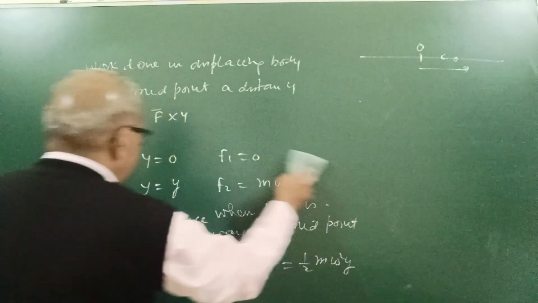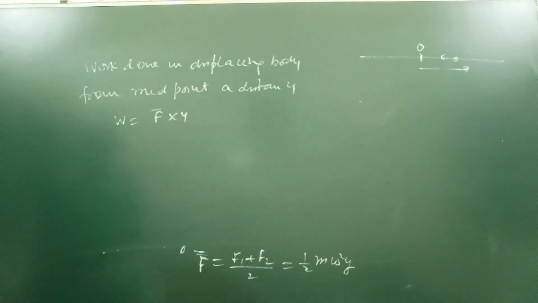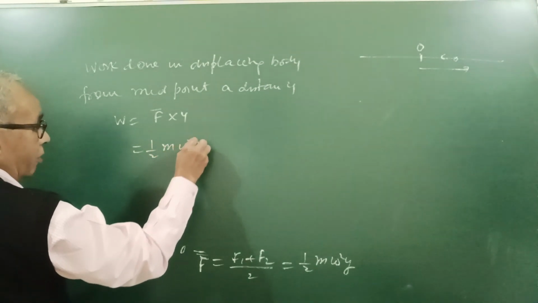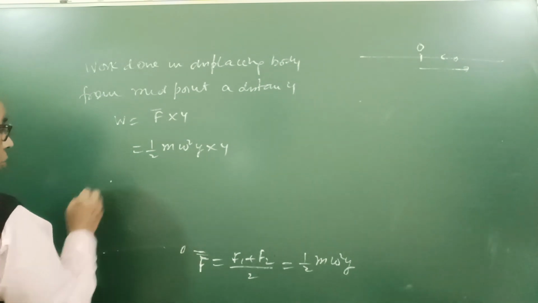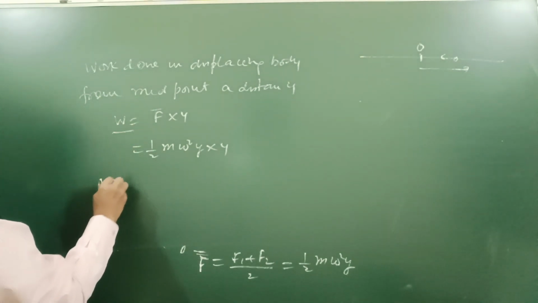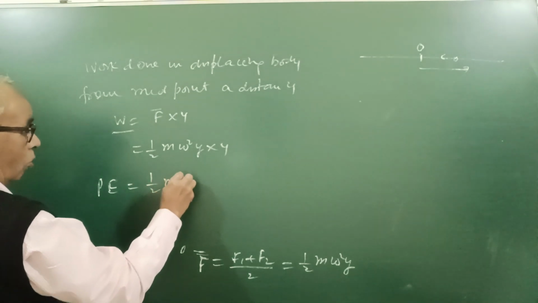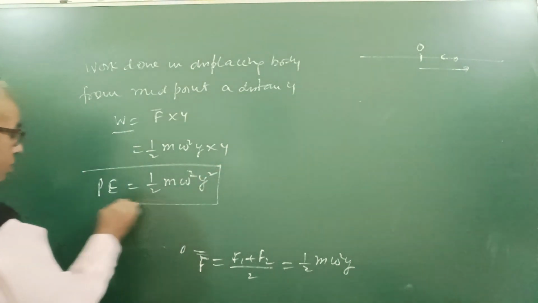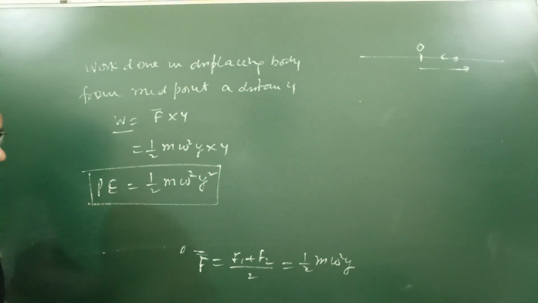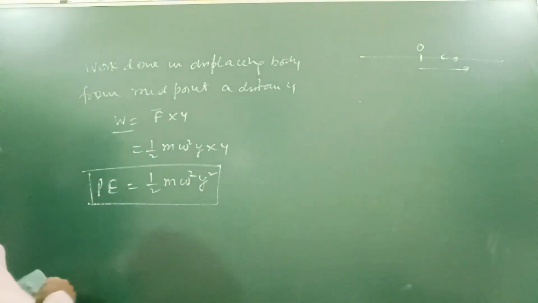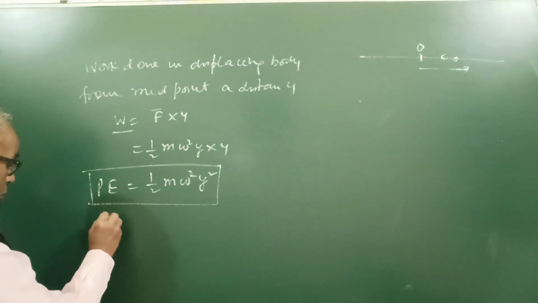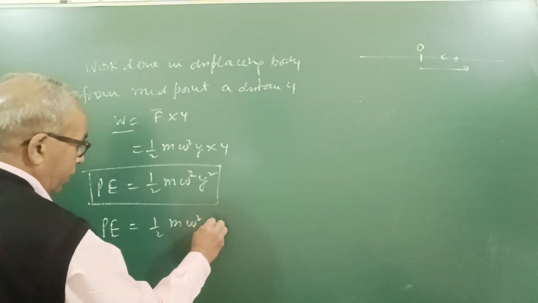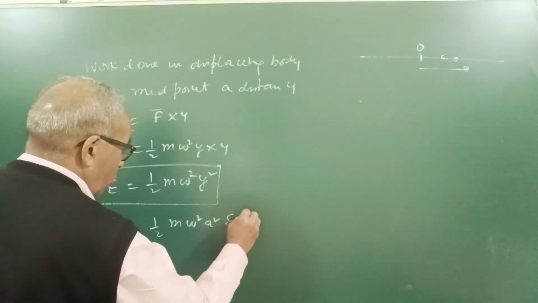What is F bar? Half m omega square y, into y. This burden happens in the form of potential energy, so P is equal to half m omega square y square. But y equals a sin omega t, so the potential energy is half m omega square a square sin square omega t.